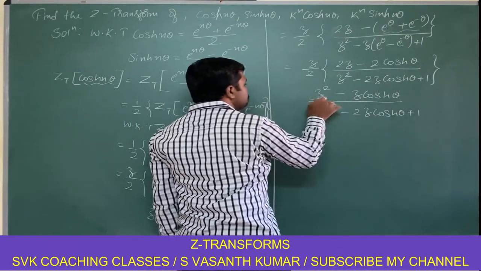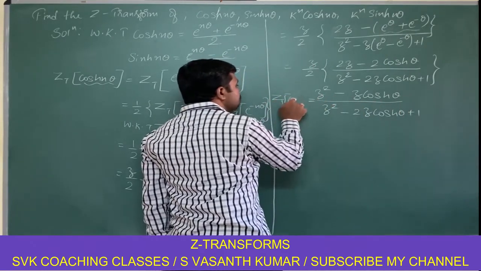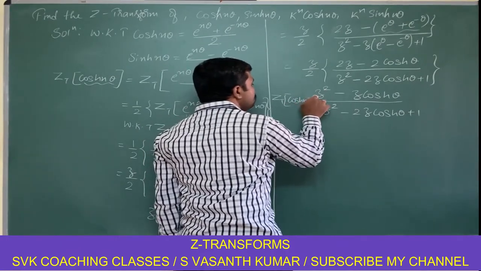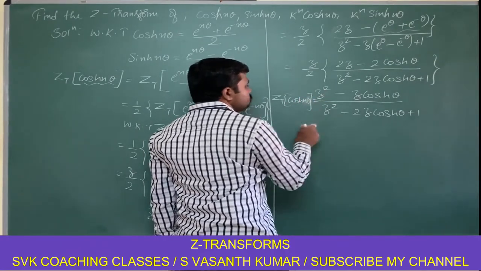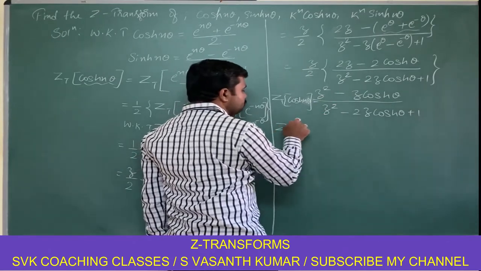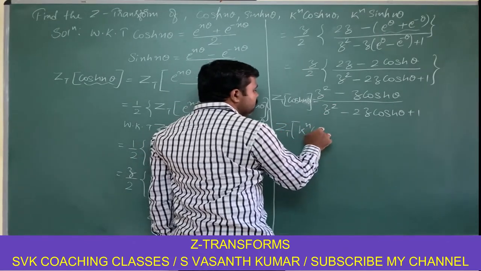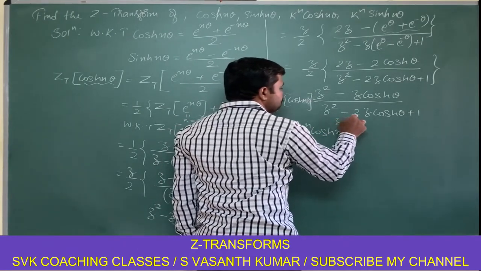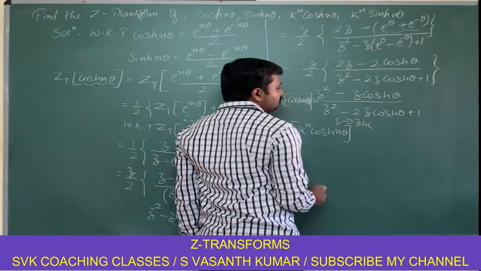This is what Z transform of cos h n theta. So now I want to find Z transform of k power n cos h n theta. So just replace z by k in the above equation.